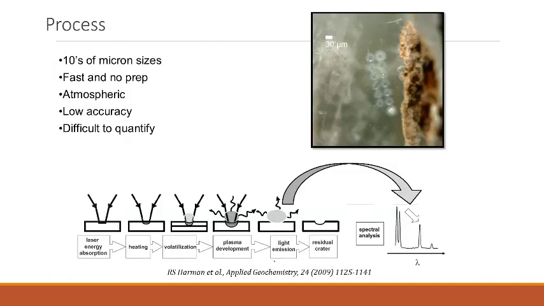The nice thing about LIBS is you can work down on the hair width scale with virtually little to no preparation. You can stick a sample in there and shoot it if you know what you're doing. It works at atmospheric conditions, so there's no waiting for a vacuum pump to kick in and take the air out of the way. The trade-off is it's pretty low accuracy and it's difficult to quantify.